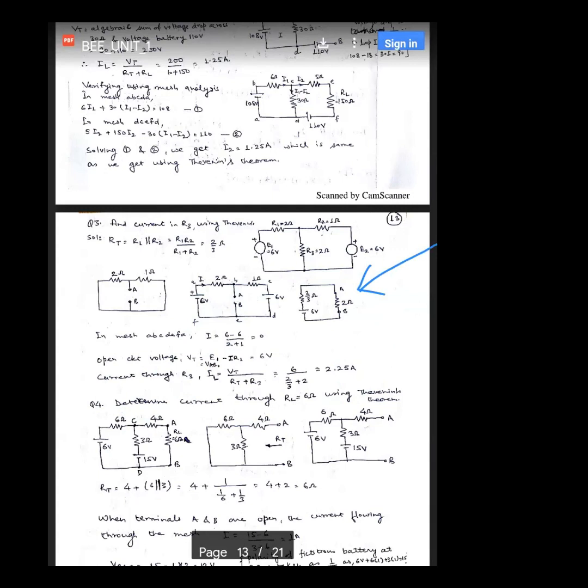This Thevenin theorem circuit is simplified to this circuit as shown, where we have one voltage source, one load resistance, and one Thevenin resistance. So Ohm's law is applied and the load current is calculated. Is this clear to everyone?